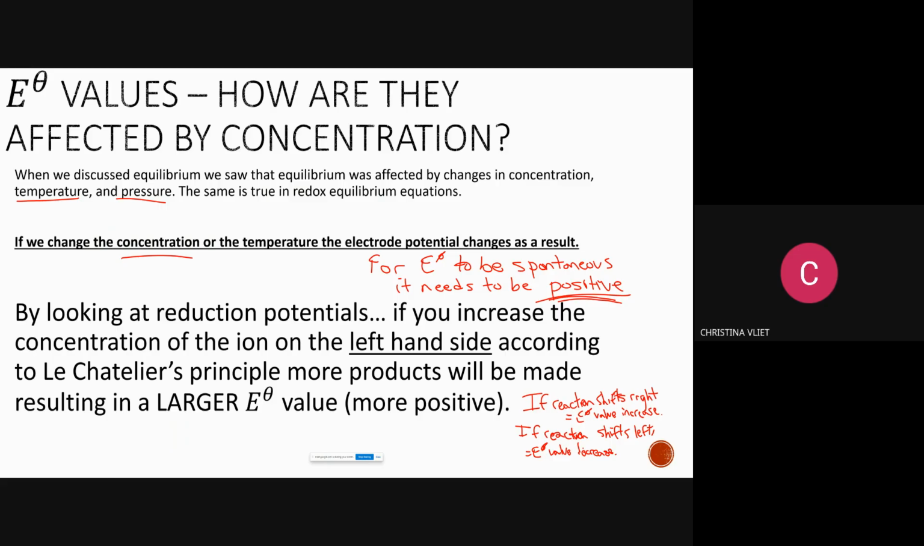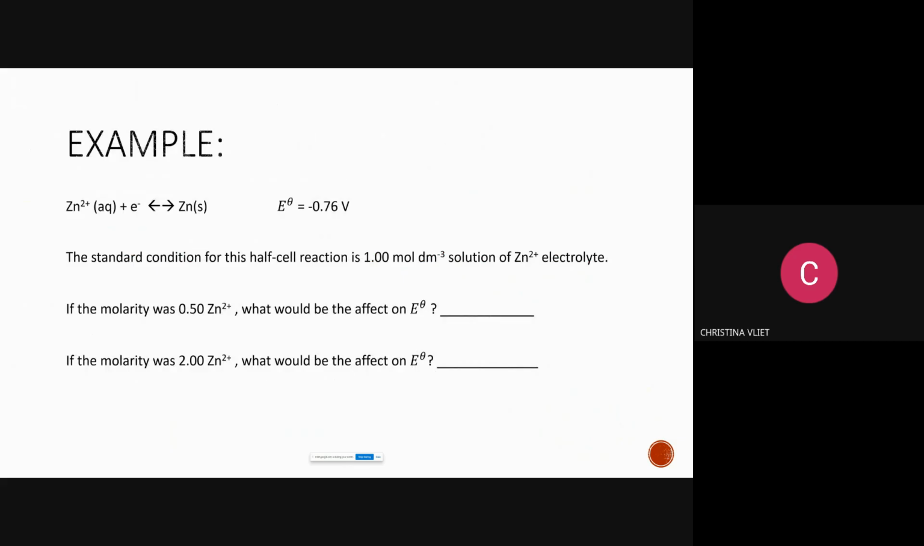And so we have a couple of textbook questions. Here's a first example. You've got some zinc 2 plus plus 2e minus half reaction, going to zinc solid. Doesn't affect the answer, but just because. And we've got an E-value. Standard condition for the cell is 1 molarity. If the molarity of the zinc 2 plus ion was changed to 0.5, how would this affect the E-value?